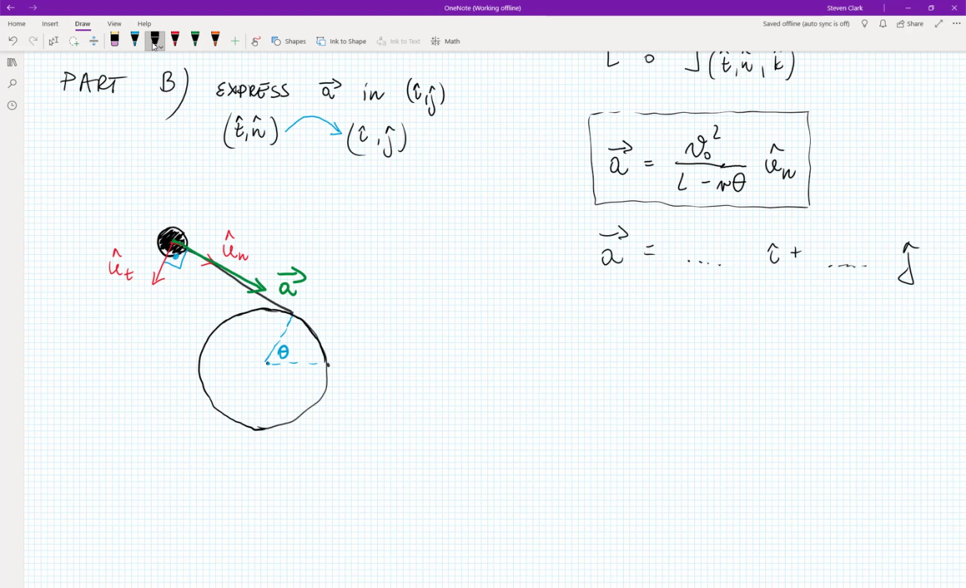So we just need to project it. It's just a simple projection. We basically have to project this green vector onto this direction and onto this direction, and we can go home. So we just need this blue component here. Let's call it AX. And we also need this blue component here. Let's call it AY.